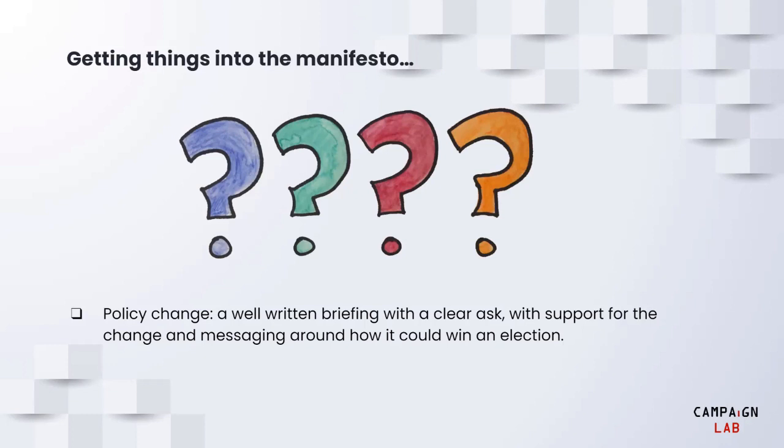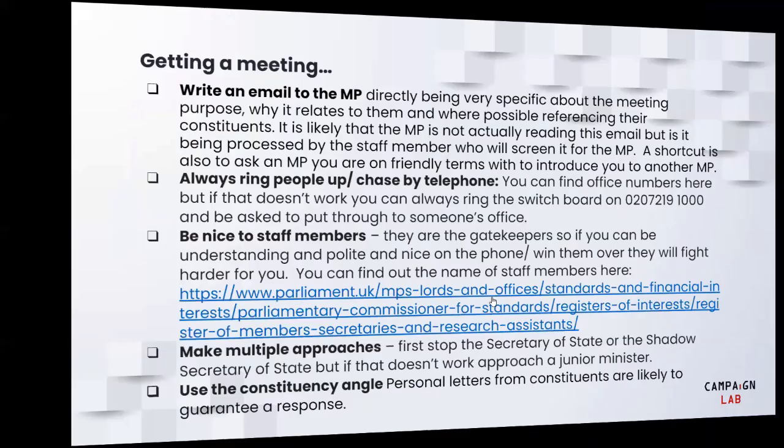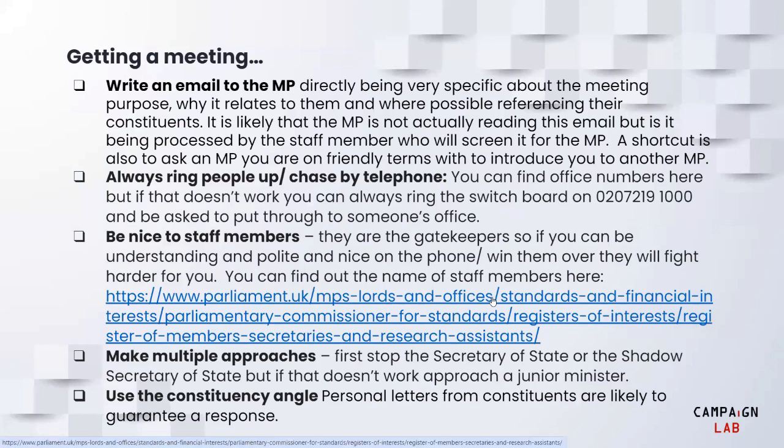The relationships you build with policy advisors are probably more important than necessarily getting a commitment in a manifesto, because parties have to be very cognizant of things like spending commitments ahead of an election. So relationship building longer term beyond a manifesto will be just as important as getting that commitment in. So, getting a meeting, you can start by writing an email.